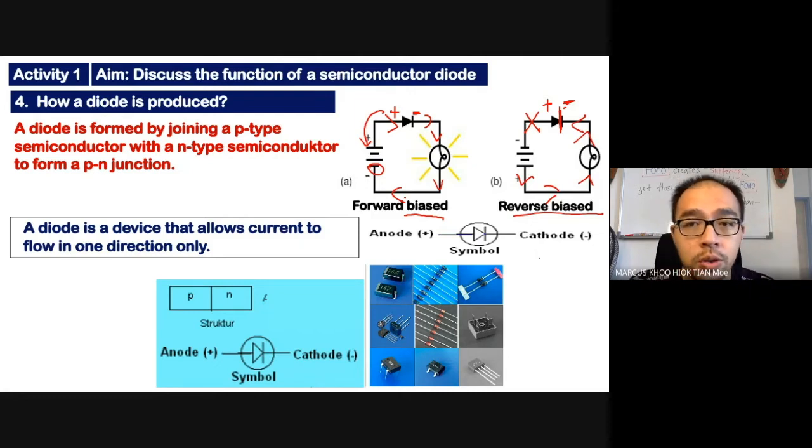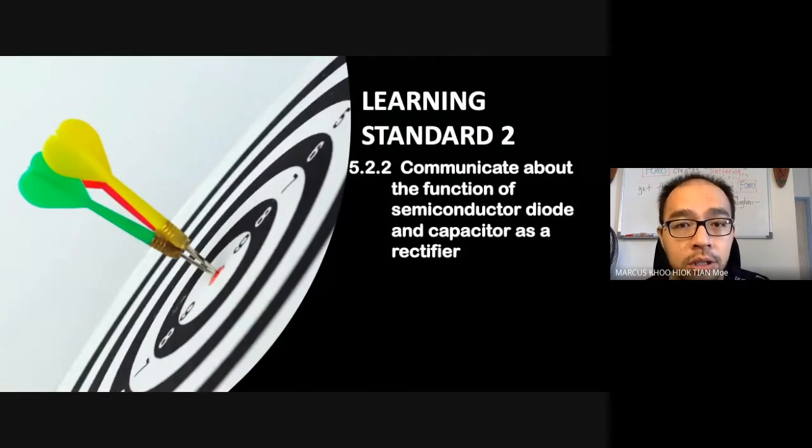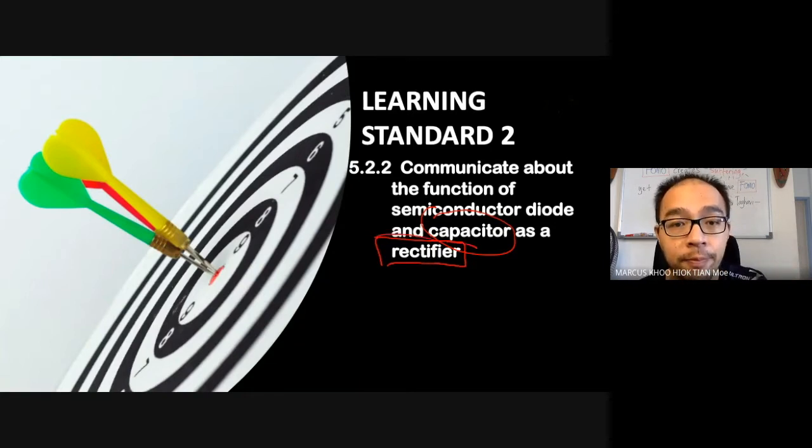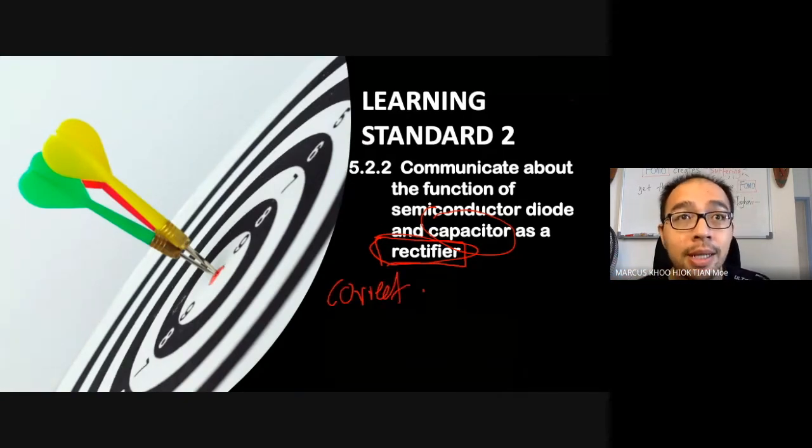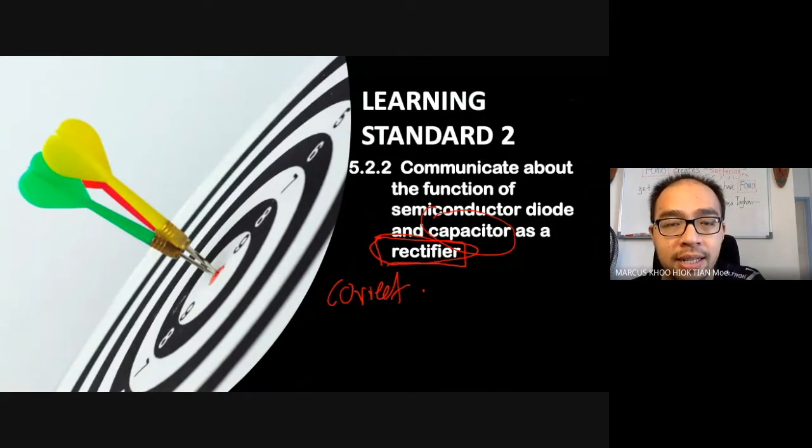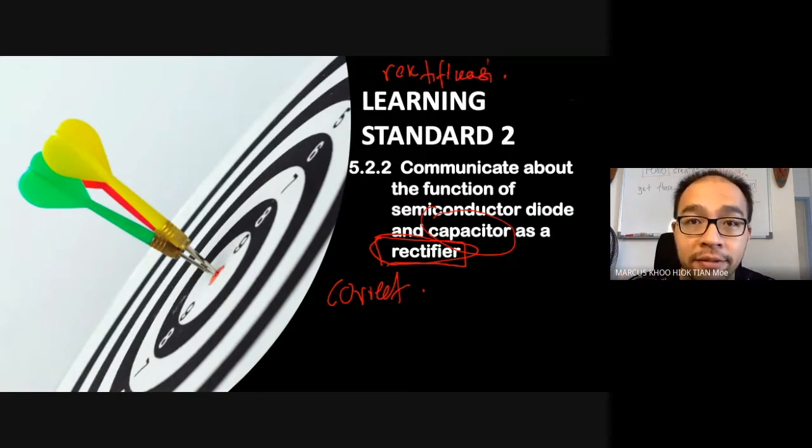But today, we're going to look at the function. The function of the semiconductor diode and the capacitor in this application is called the rectifier. These are words that we want to use today, especially the word rectifier. The word rectify means to correct. In Malay, it is called rectifikasi, but the meaning of the word rectify is to correct, to put back on the right path.